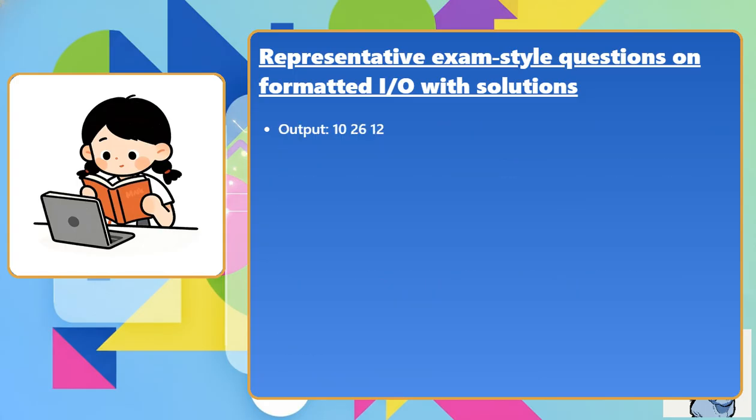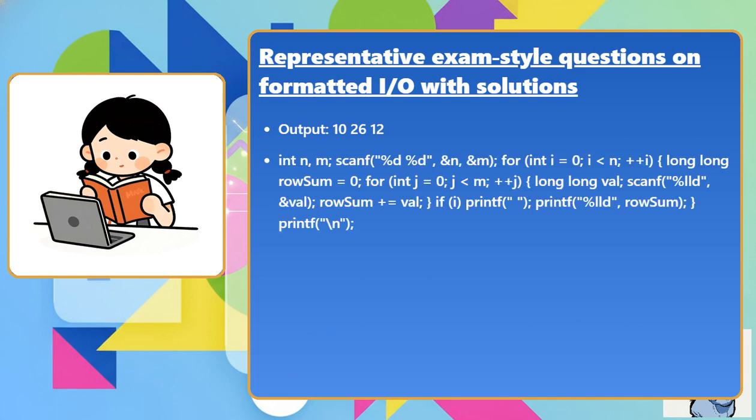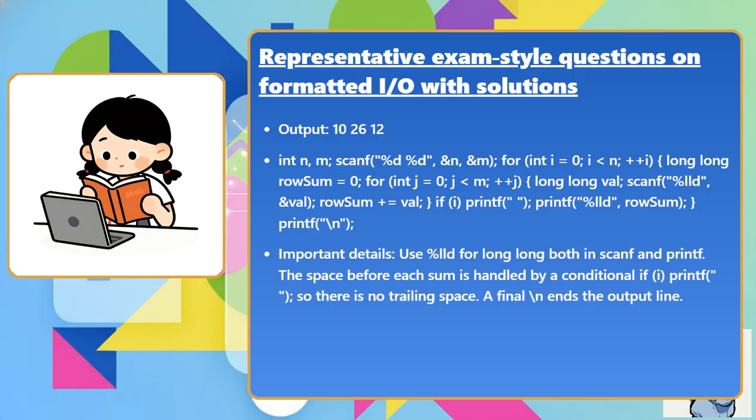Output: 10 26 12. int n, m; scanf("%d %d", &n, &m). For int i = 0; i < n; i++, long row_sum = 0. For int j = 0; j < m; j++, long val; scanf("%lld", &val); row_sum += val. If i, then print space; print %lld, row_sum. Print \n. Use %lld for long long both in scanf and printf. The space before each sum is handled by a conditional, if i print space, so there is no trailing space. A final \n ends the output line.